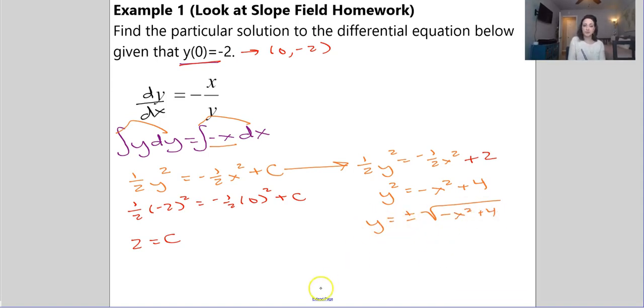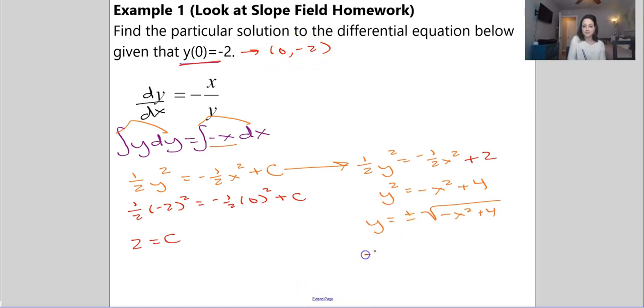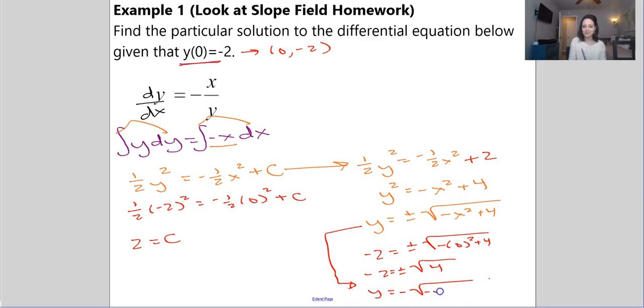Okay, now I just need to pick which one, plus or minus. So come back to your initial condition of (0, -2). Then we go negative 2 equals plus or minus square root of negative 0 squared plus 4, right? So inside the square root, I just get 4. So I've got my equals here. So which branch makes this a true statement, the positive or the negative? The negative. So my final answer is y equals negative square root of negative x squared plus 4.